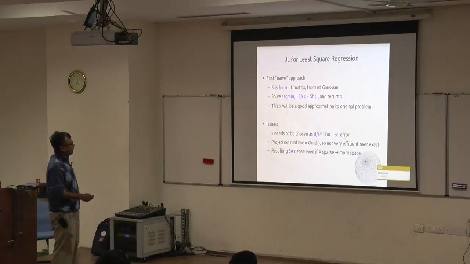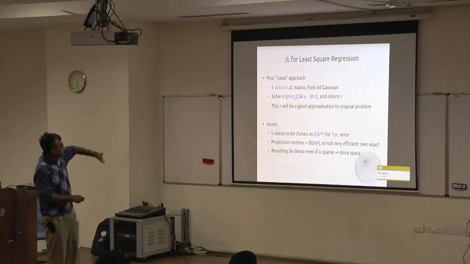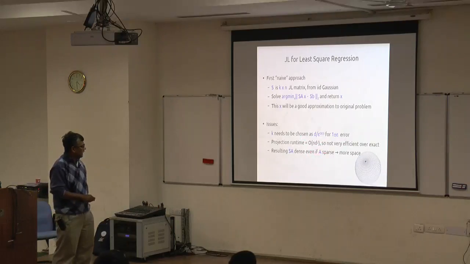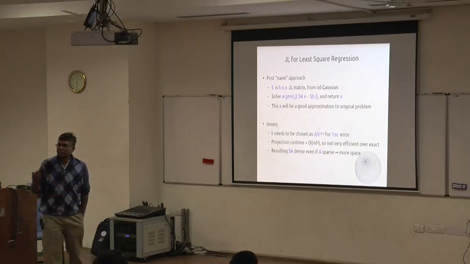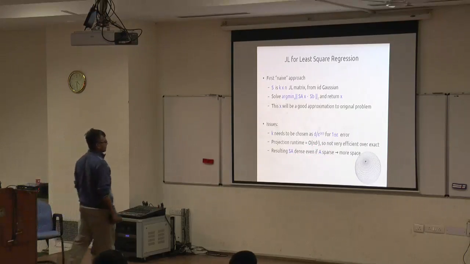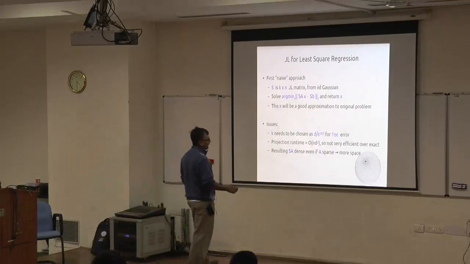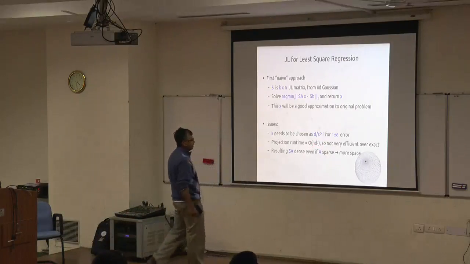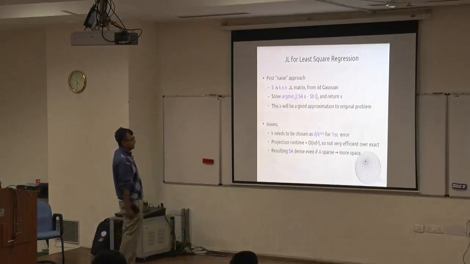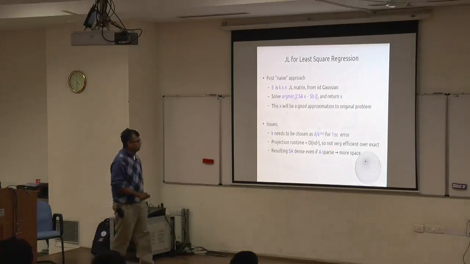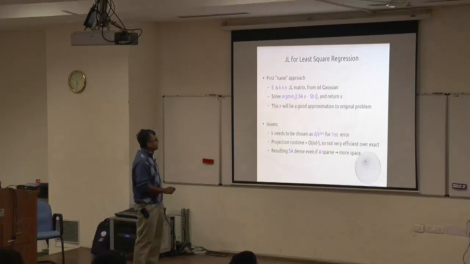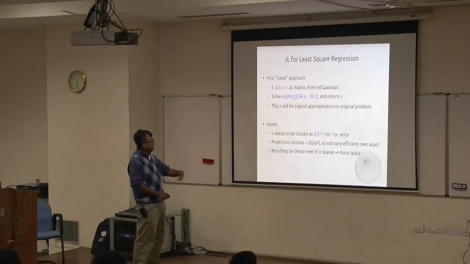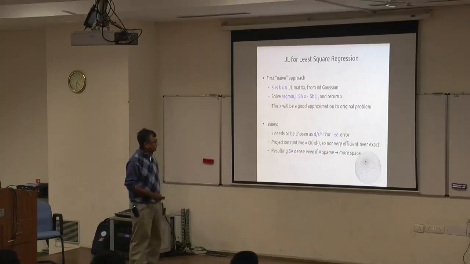So this is all very good. But that's not saying what k needs to be and so on. It turns out that with dense projections, this is not any faster than the original algorithm, because calculating the projection itself takes n d squared time. So not very efficient, because I could have solved the problem exactly in n d squared. What if the matrix A was sparse? Then calculating the matrix SA might actually take more space because everything has been densified. So this is not good either.